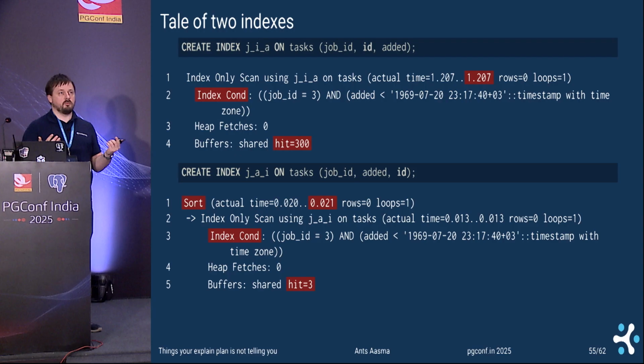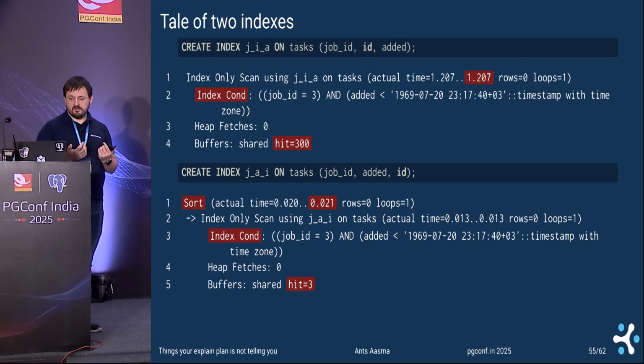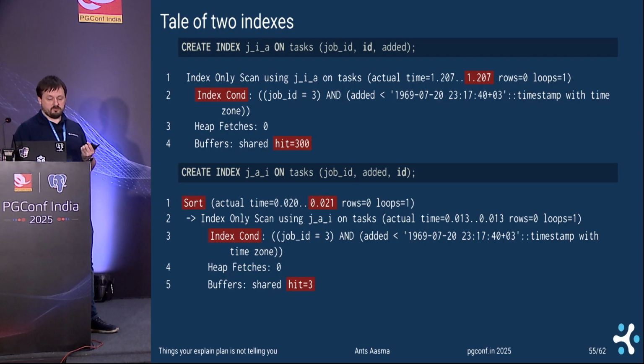But what order to put them in the index? Here are two examples of doing it. In the first case, we have the job ID, then an ID, and added. This one runs in 1.2 milliseconds and has 300 buffer hits. And another one, we just switch those two columns around, and this makes it almost 100 times faster.